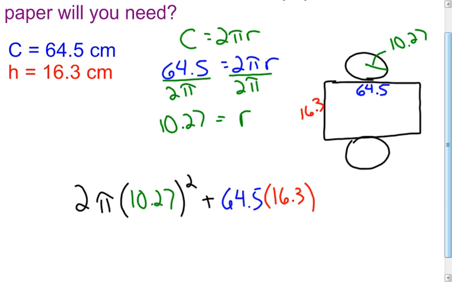And I have everything that I need. Now it's a matter of punching things into my calculator. The first thing I've done is I've calculated the area of the 2 circles, and that came out to be 662.12.